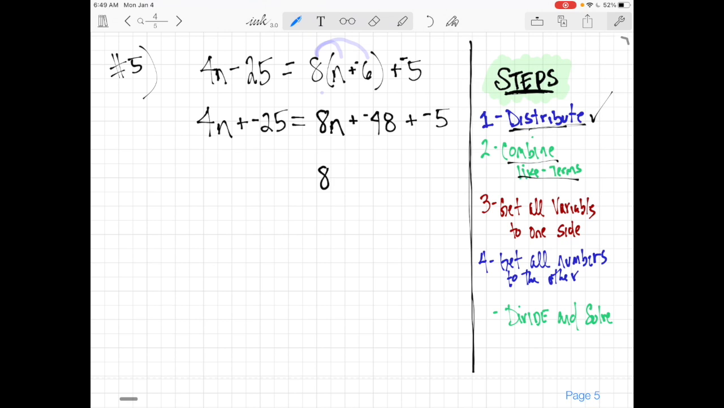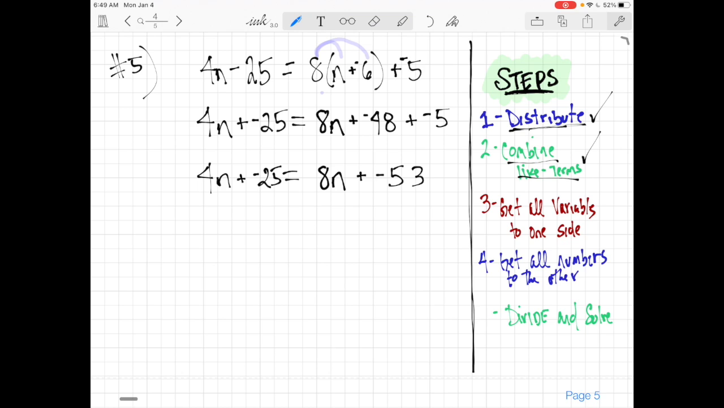So I can't do anything with that 8n, so that stays. And negative 48 plus negative 5, that gives us negative 53. And then we didn't touch the left-hand side again, so that's just going to come down.